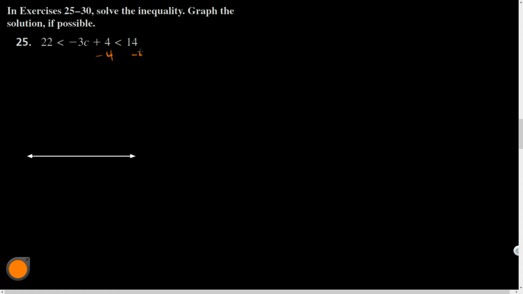All right. Slow down. Subtract 4, all three sides. I agree. We'll have Trinley tell us the next step once I get there. 18 is less than negative 3C is less than 10. All right, so what are your thoughts?